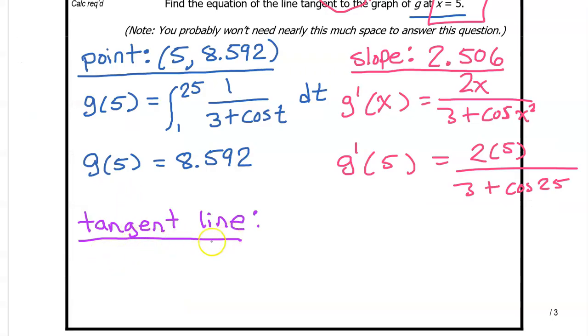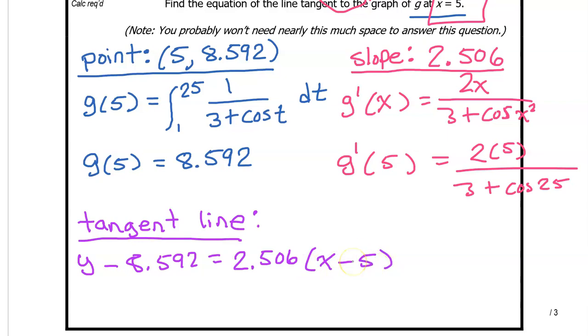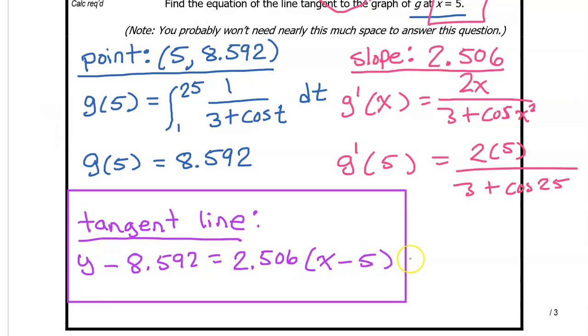Now we are ready to write the equation of the tangent line. It goes y minus y, so y minus 8.592 is equal to the slope, which is 2.506, times x minus x, so x minus 5. So that's it for problem number 1.